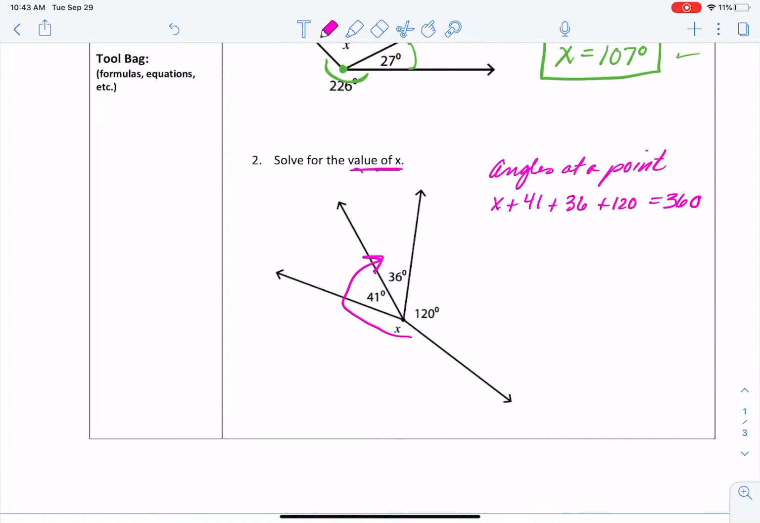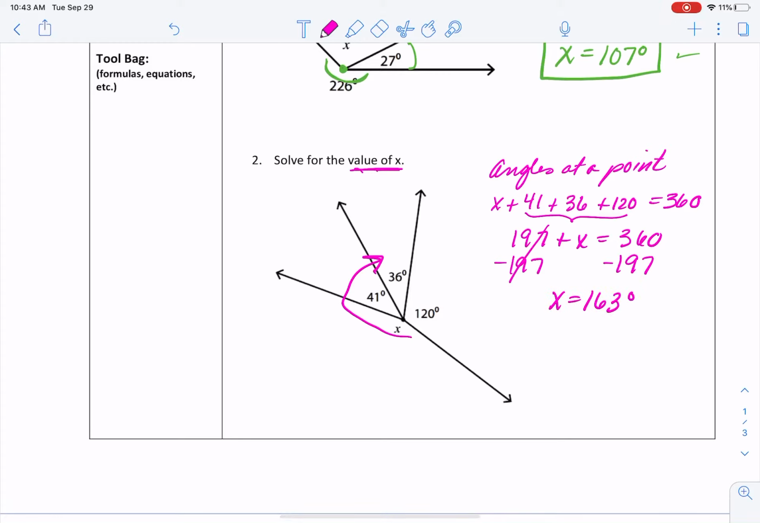So that's 197 plus x equals 360 by combining like terms. Subtract 197 from both sides. X equals 163.